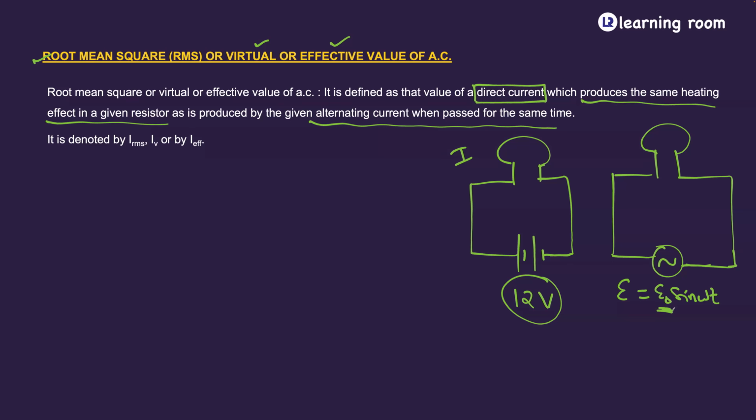Then I'll explain practically how it works. Okay. Listen to this. So I RMS is represented as I with a subscript RMS, or you call it IV, V stands for virtual, or you call it I EFF, EFF stands for effective. All three are the same, but mostly we'll use IRMS only.